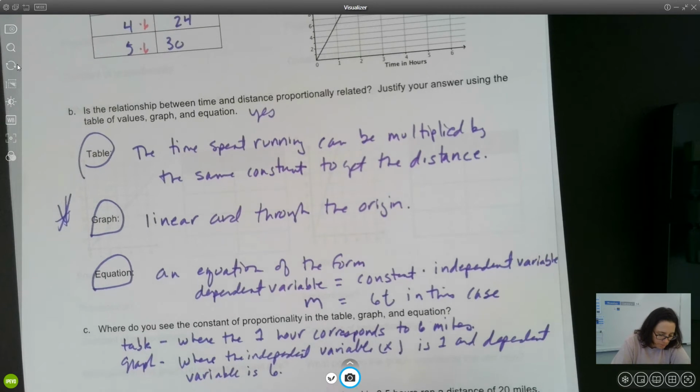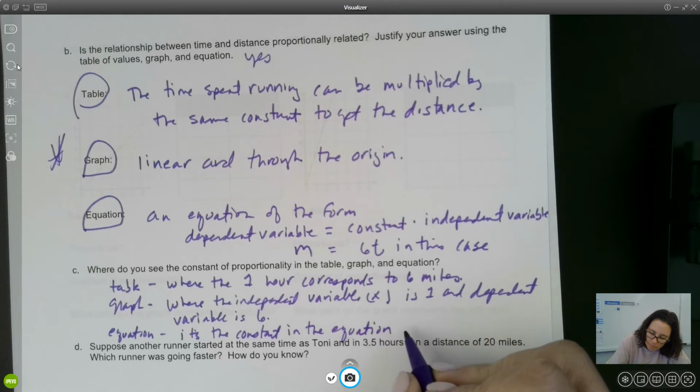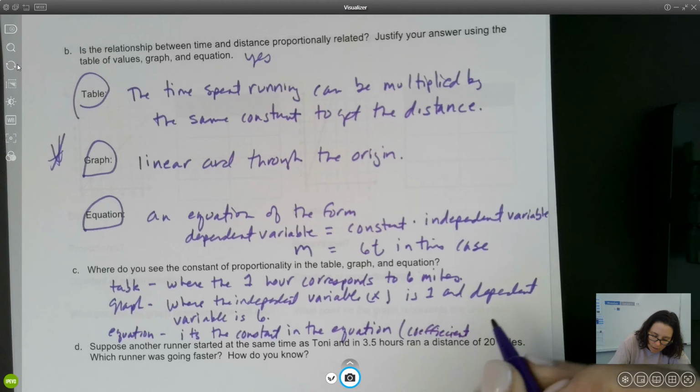Okay, the equation. All right, so it's the constant in the equation. Scooch that up. It's the constant in the equation. In this case, it's the coefficient in front of t.